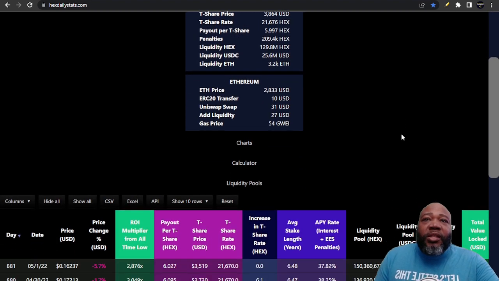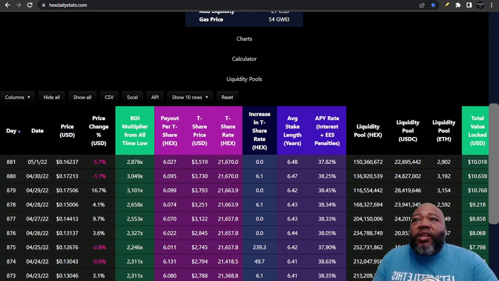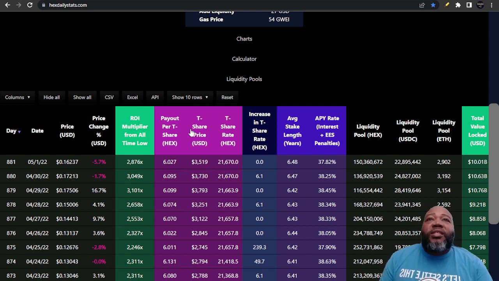All right, so down here, you'll see a nice little breakdown. This breakdown is a day prior, and that's day 881, which would have been May 1st, 2022. The price for HEX was at 16 cents. The price change was down 5.7%. The return on investment multiplier from all-time low was 2,876. The payout per T-share was 6.027. T-share price 35.19. T-share rate 21,670. There was no increase in T-share rate yesterday.